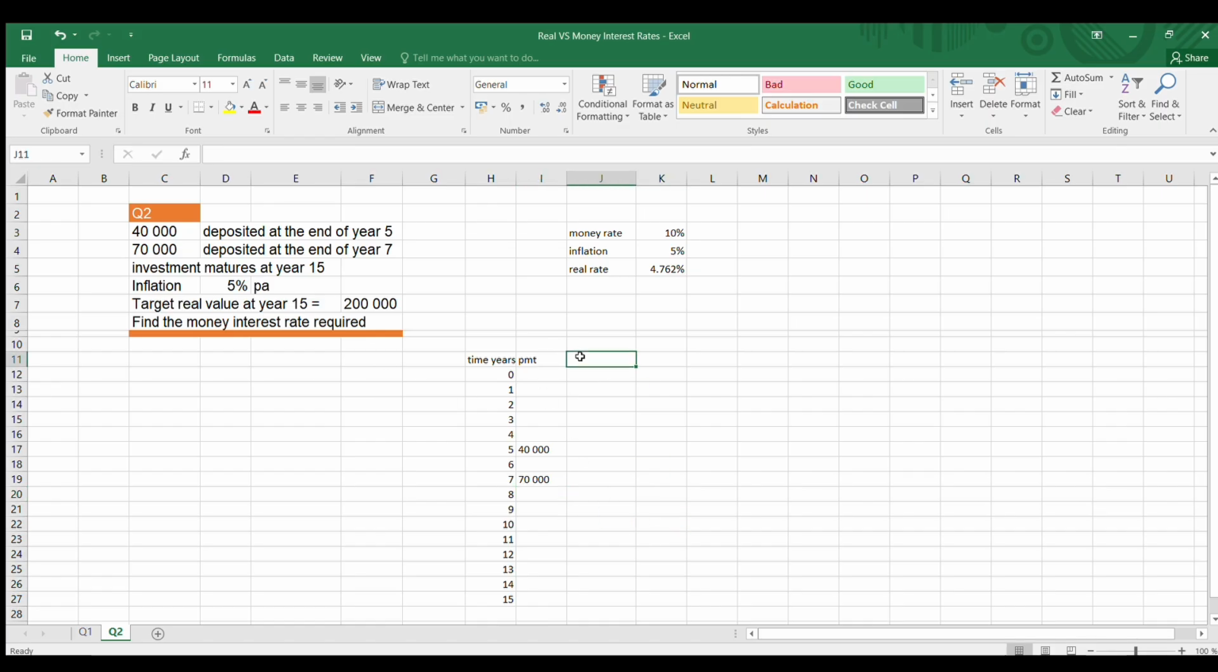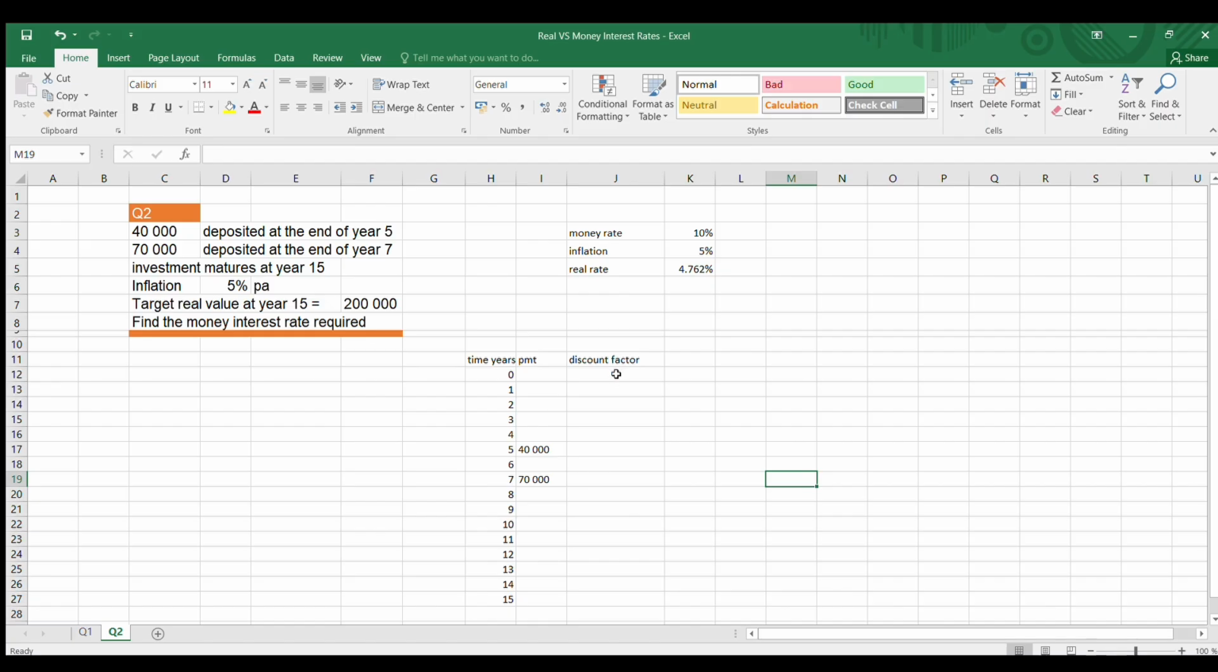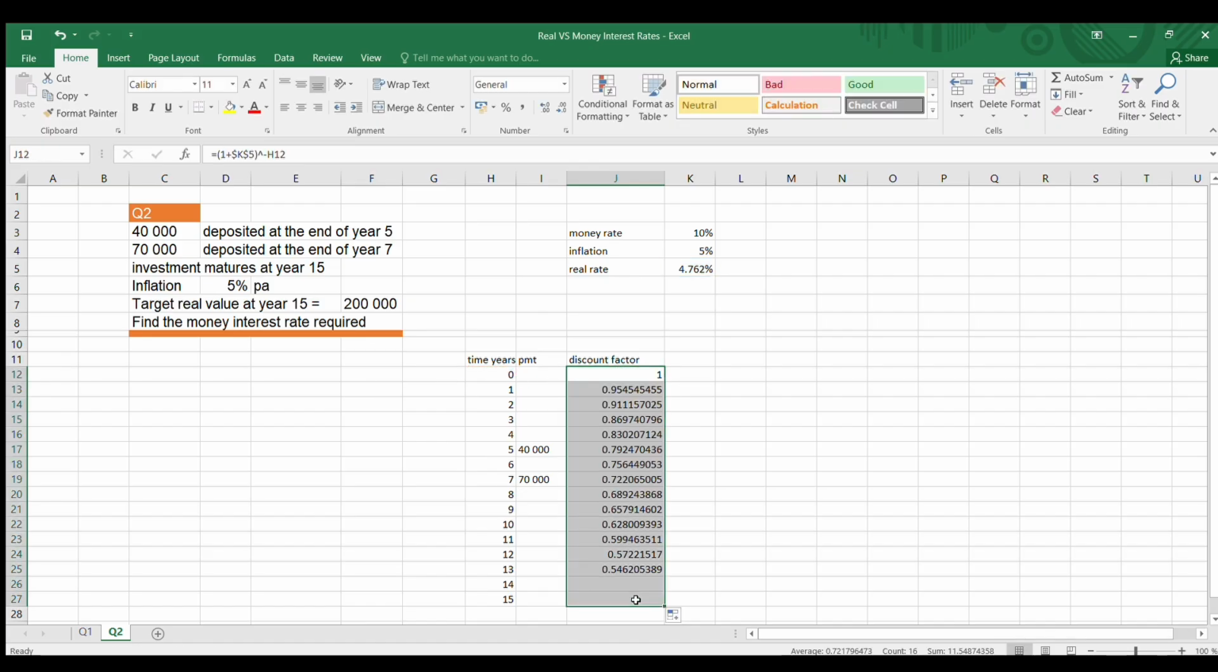And then after that, I'm going to have a column for discount factor, right? Because in order to find the present value, you need to find the discount factor, you see. And in this case, I'm going to say equals 1 plus I, in this case my real rate. Don't forget to fix it, as explained earlier, to the power of negative time. In this case, it's 0. And then I want to drag this all the way down to the bottom, you see. And that is what we have.